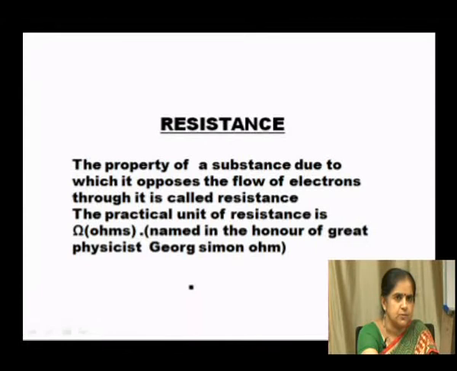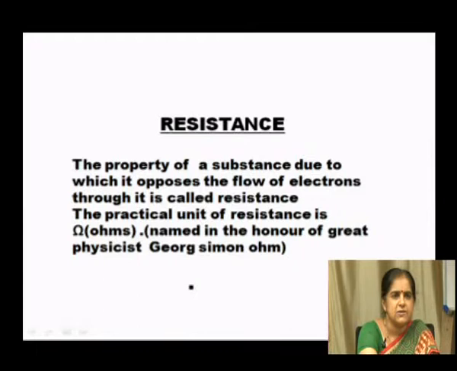Okay, with this background, let us start today's session. Let us try to know in this session about the importance of resistance. Then what is resistance? Resistance is the property of a substance due to which it opposes the flow of electrons through it. That means it is the inherent property of the substance. Because of that property, the substance is going to oppose the flow of electrons in the material.